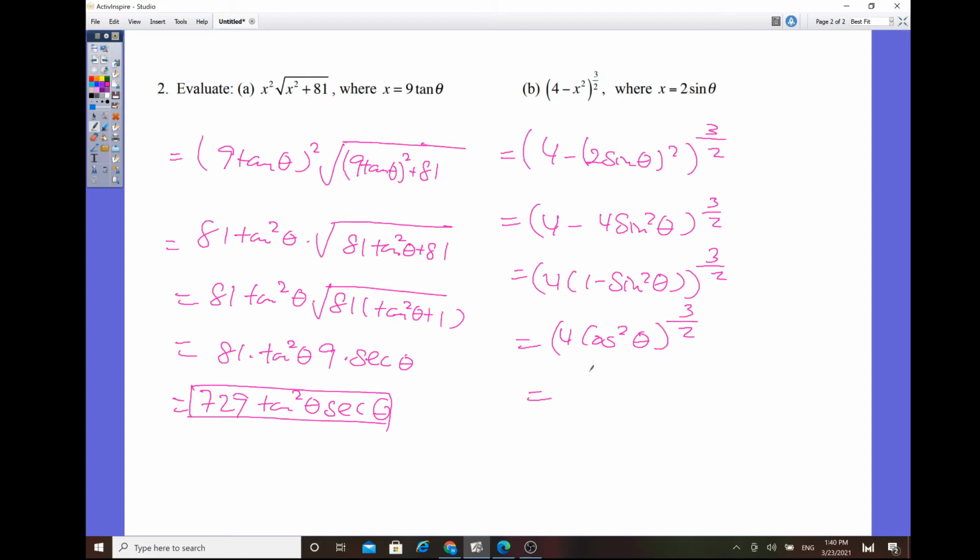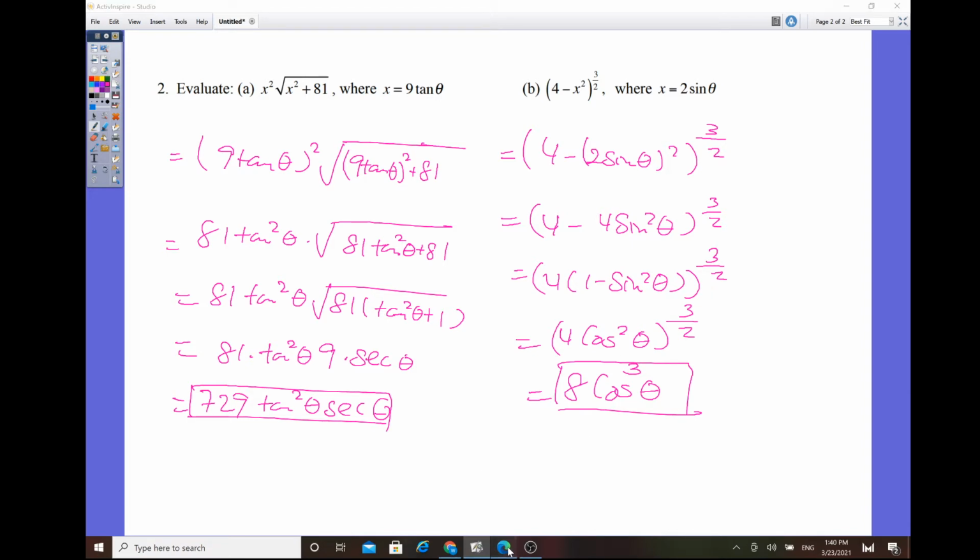So 4 to the power of 3 halves is like the square root of 4, which is 2, times 2 times 2, so 2 to the power of 3, which is 8. And then cosine square of theta to the power of 3 halves is cosine of theta to the power of 3. Okay? Just like that. It looks kind of complicated, but once you plug in a number, try to find a way to simplify it using the algebraic technique and also the Pythagorean identity. So it's actually pretty straightforward.